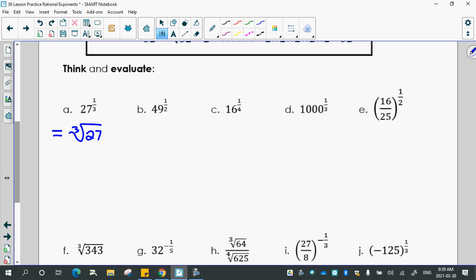So the third root of 27 means what number multiplies by itself 3 times to give you 27? If you had no idea, you'd start off with 2 times 2 times 2, or 2 to the power of 3, that's 8. 3 to the power of 3 is 27. So the answer is 3. The third root of 27 is 3.